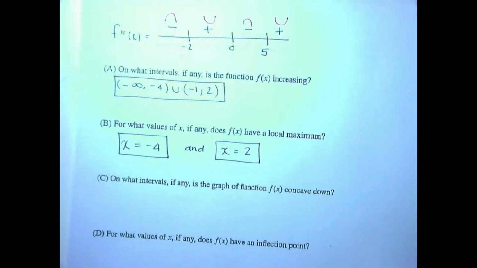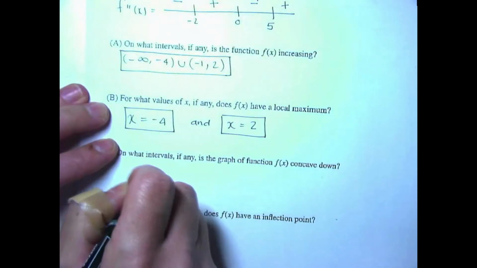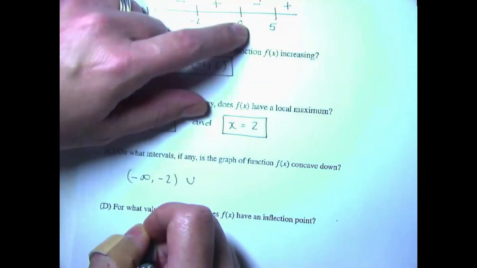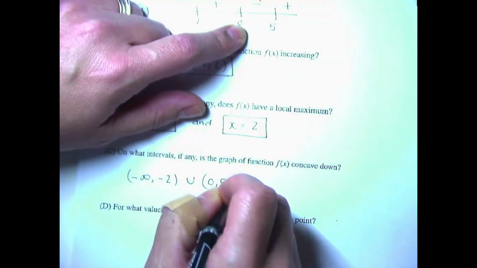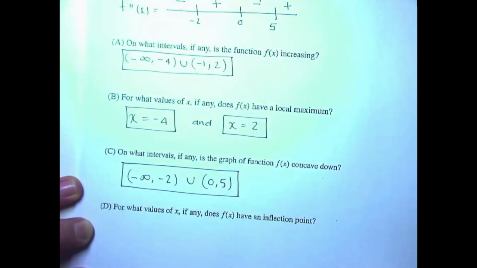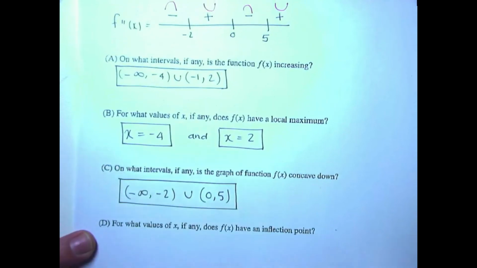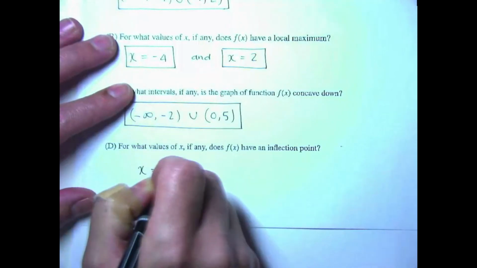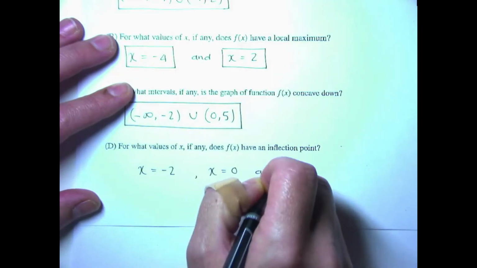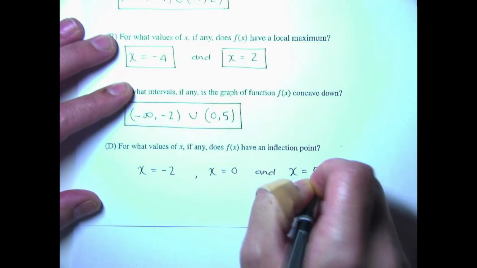All right, so we can answer the questions here. On what intervals is the graph of f of x concave down? It will be concave down on the interval from negative infinity to negative 2, united with the interval from 0 to 5. And then part D, for what values of x does the function have an inflection point? Well, we see that all three of those are going to be considered inflection points. So this will be x equal to negative 2, x equal to 0, and x equal to 5.